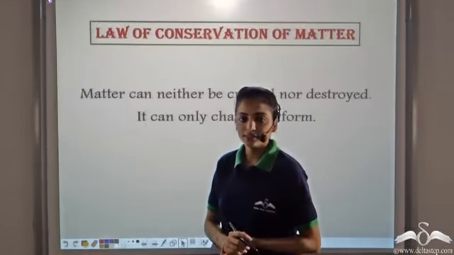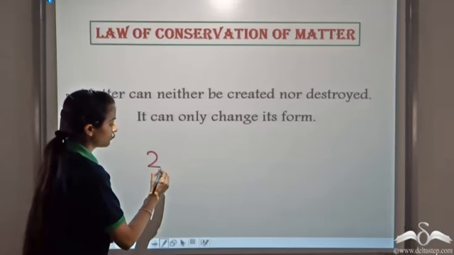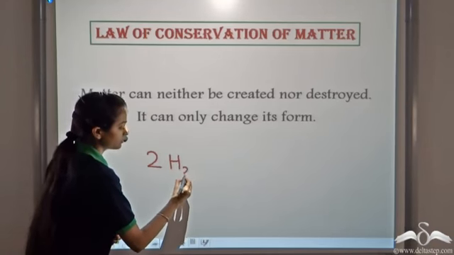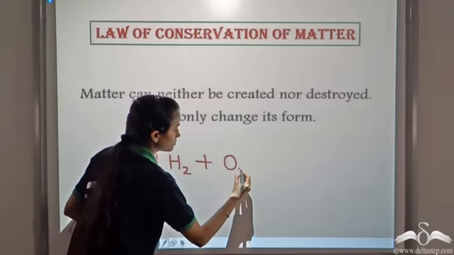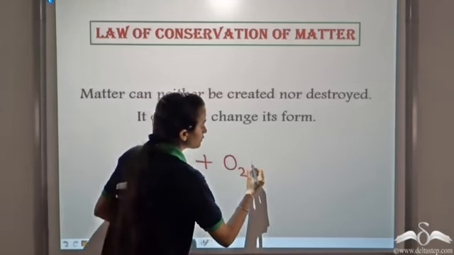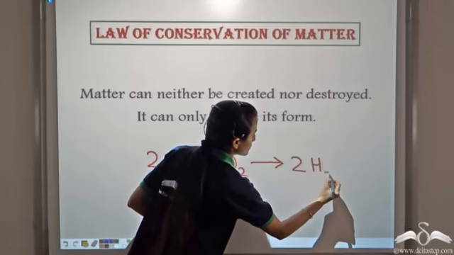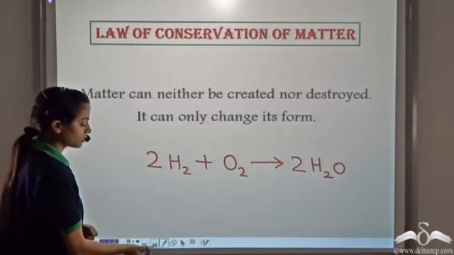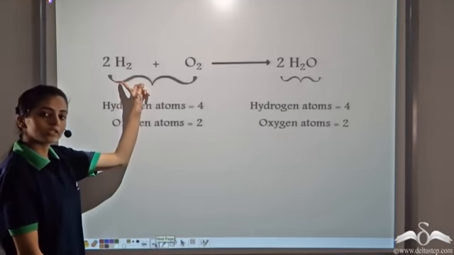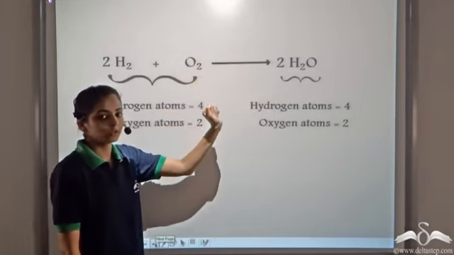So what did we get here? We saw that 2 molecules of hydrogen combined with 1 molecule of oxygen to give 2 molecules of water. So now if we look at this equation, we have 2 molecules of hydrogen combining with 1 molecule of oxygen to give 2 molecules of water.